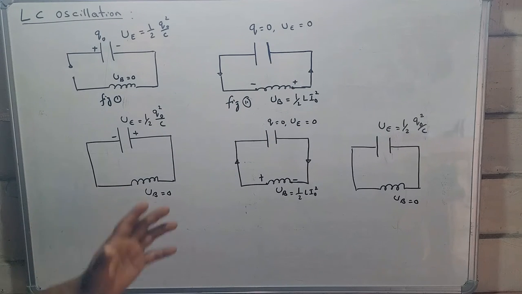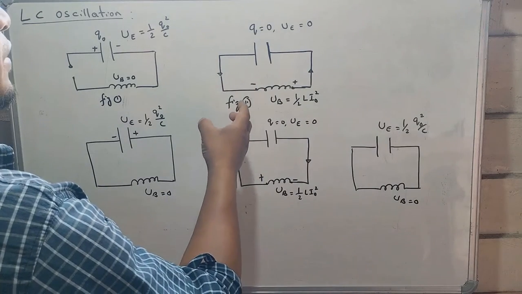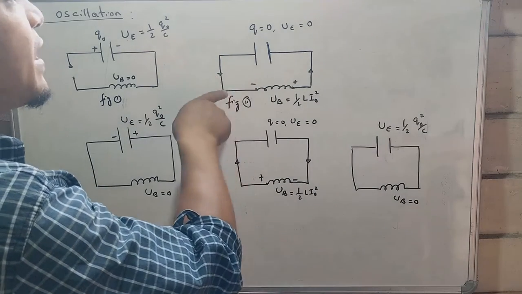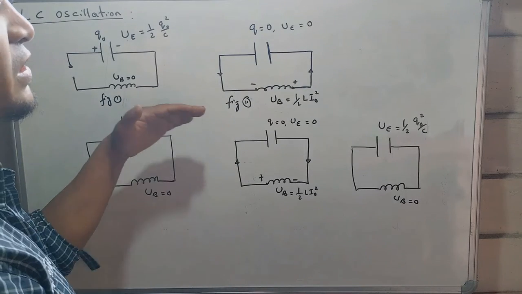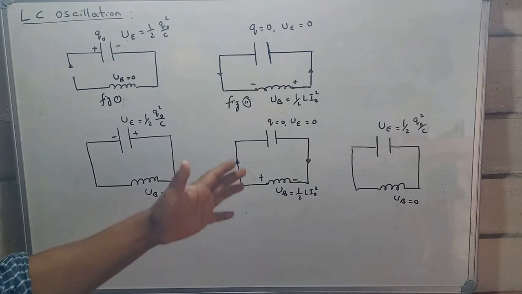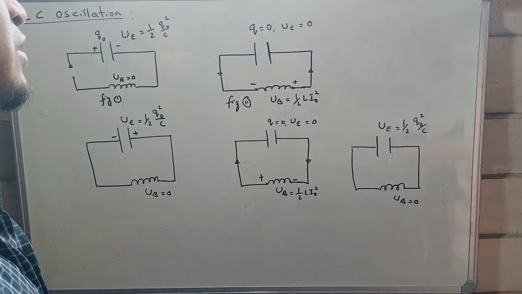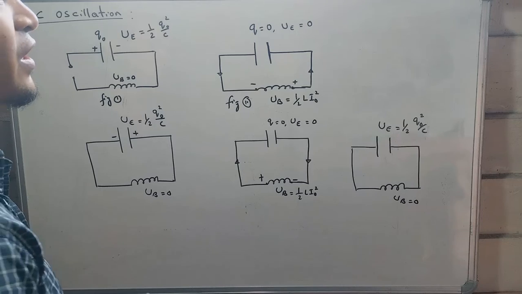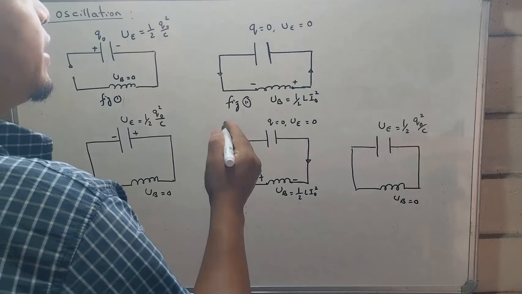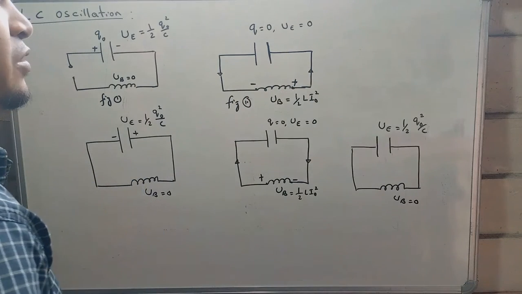Now, because of the increasing current flowing through the inductor, the magnetic flux linking with the inductor will start increasing. That increasing flux will in turn produce an induced EMF in the inductor. And the polarity of the EMF induced in the inductor will be this side plus and this minus. Why is it so?